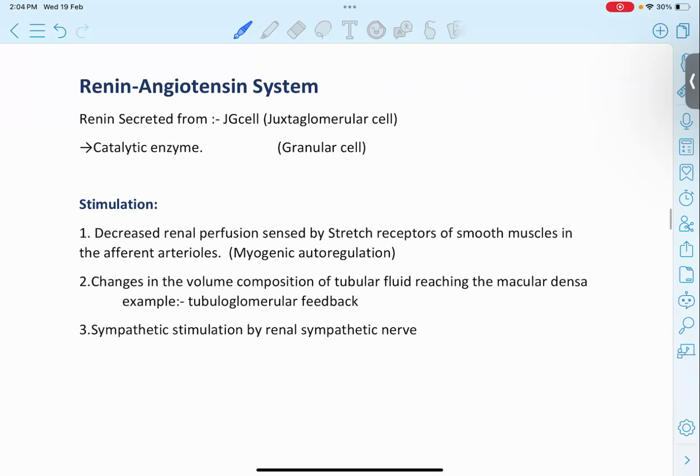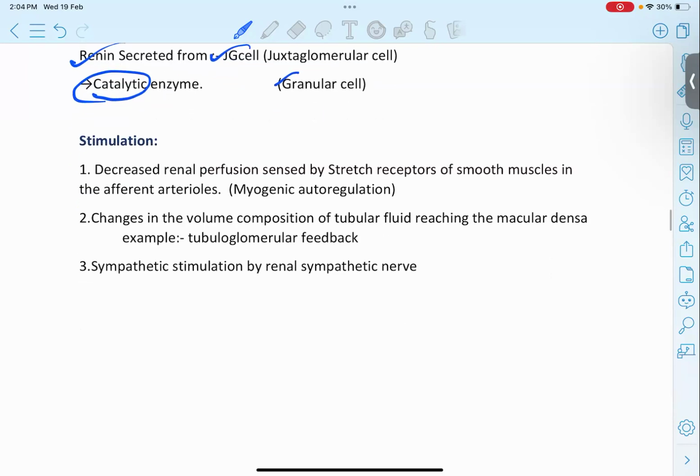We know that renin is secreted from the JG cell, or granular cell, and first of all, renin is a catalytic enzyme. Next is the stimulation, meaning what stimuli will cause the JG cell to secrete renin. The first stimulation is decreased renal perfusion. If there is a decrease in the renal perfusion or renal blood flow, that is going to cause renin secretion.